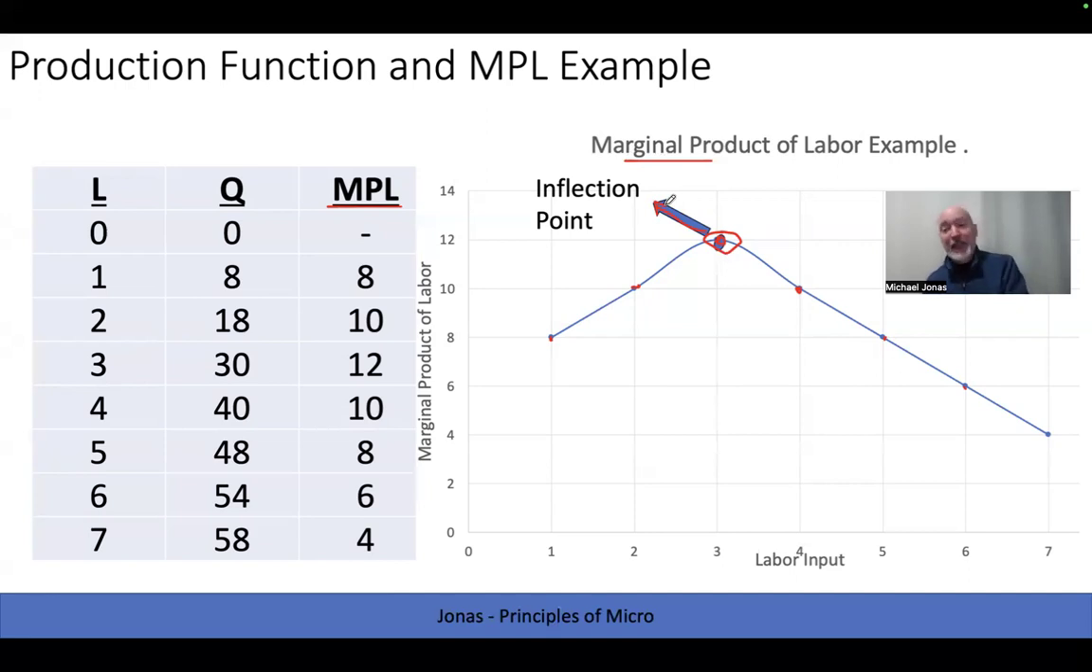So thinking ahead to homework questions, exam questions, quiz questions, if you're given a column of labor and output, be able to use that to calculate marginal product, be able to locate the inflection point, be able to talk about why the numbers change the way they do, and be able to draw a plot like this, the marginal product, and the production function as well, that matches the numbers that you see.